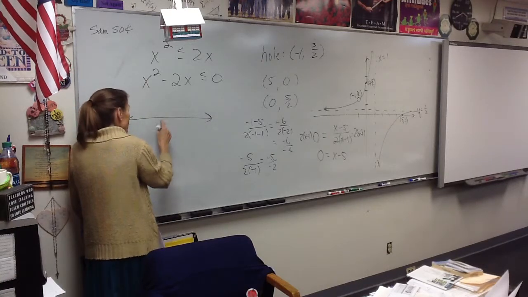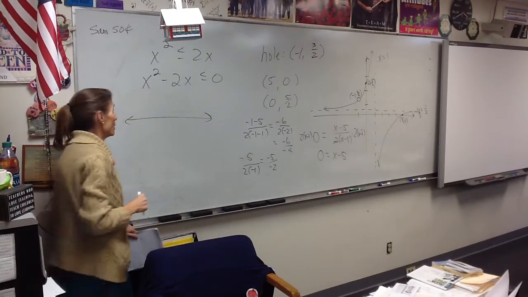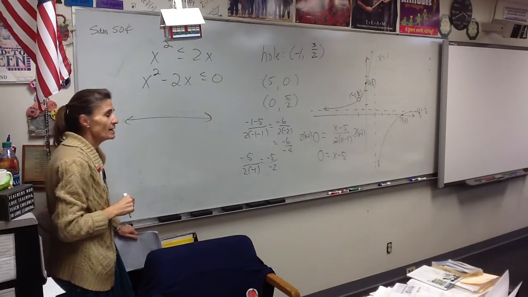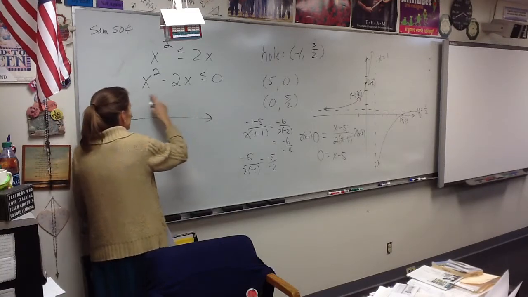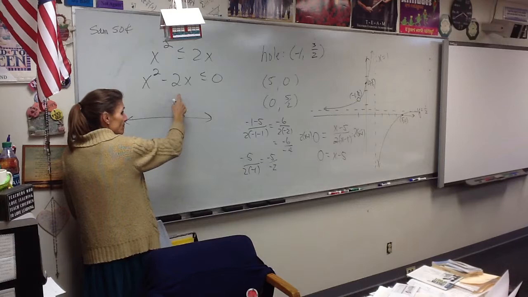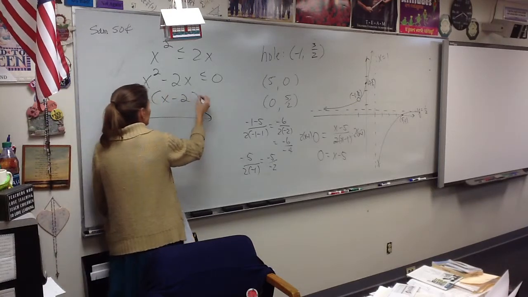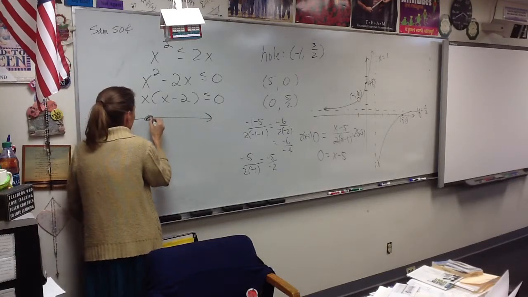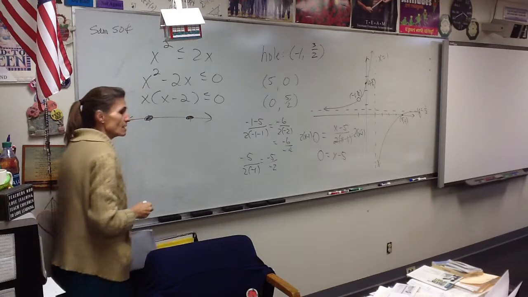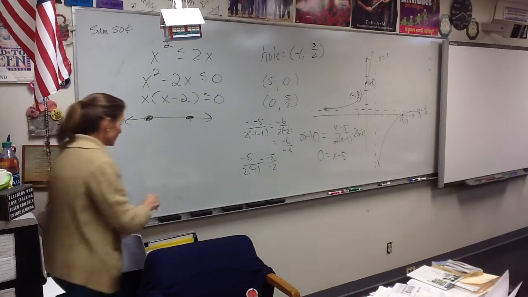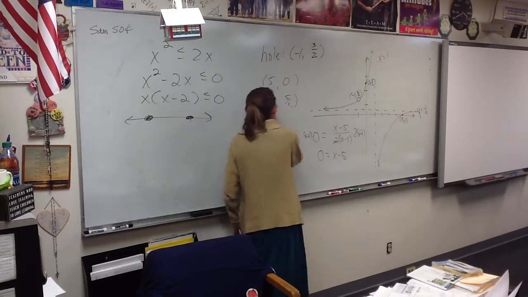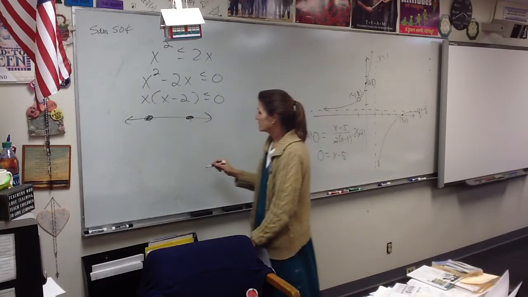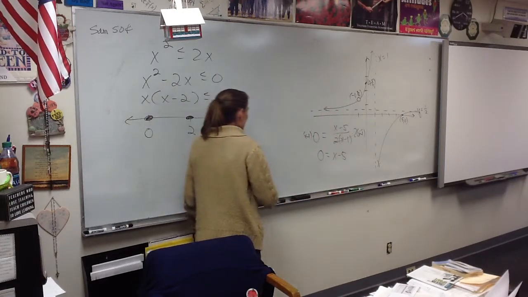Now I need dots to put on the number line. What do I need to do to get the dots? I need to factor. Look here. Don't they both have an x? Let's take out the x. Two dots on my number line. They will be closed dots. Where will those two dots be? At 0 and 2.